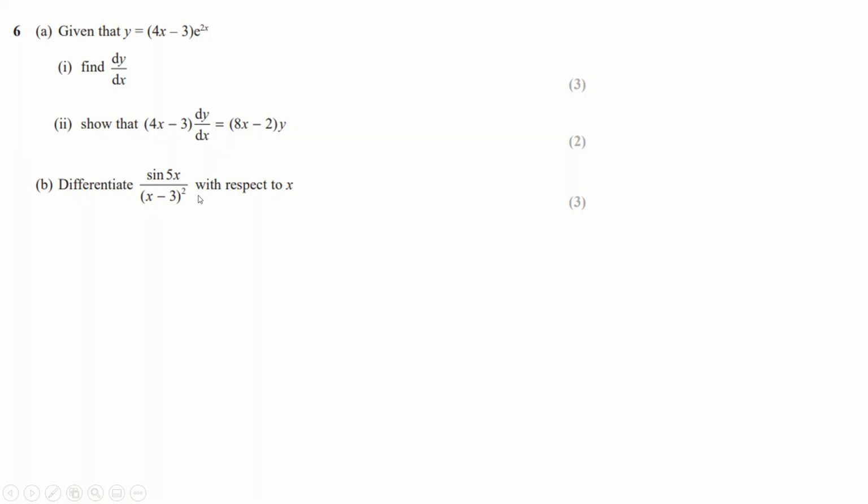Part B, differentiate this. Now, you could use quotient rule here, and quotient rule is actually given in the formula sheet at the front of this exam. I never use quotient rule because I hate it, and I can't remember it anyway. I just always make whatever's on the bottom into a negative power and then do product rule.